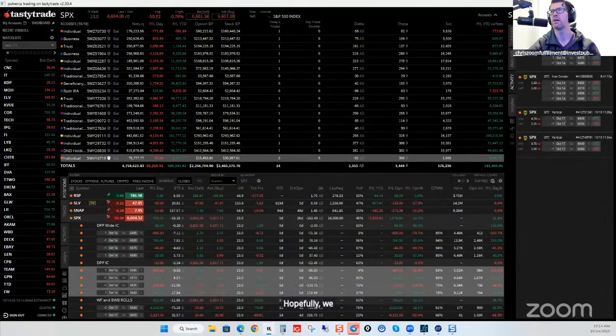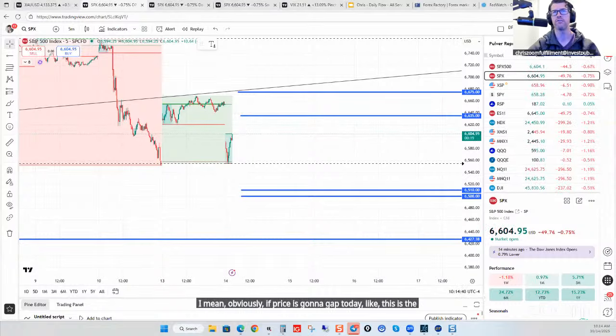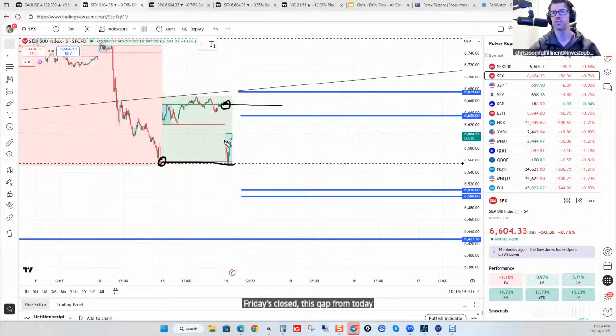Hopefully we settle back into like 65.90 or 65.80 or so. I mean, obviously, if price is going to gap today, this is the hard part. It's volatile. So if we're trying to fill this gap from Friday's close, this gap from today, if we just test and settle, totally fine. But if we test and stay, well, I take some heat on this one, but I can win this one.